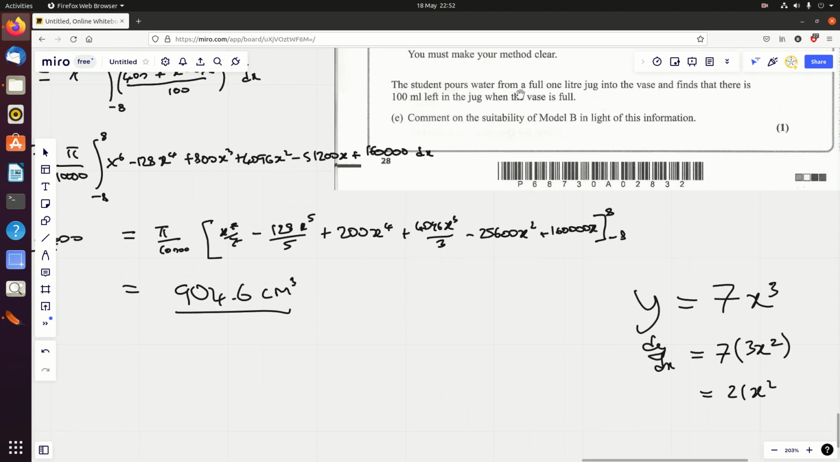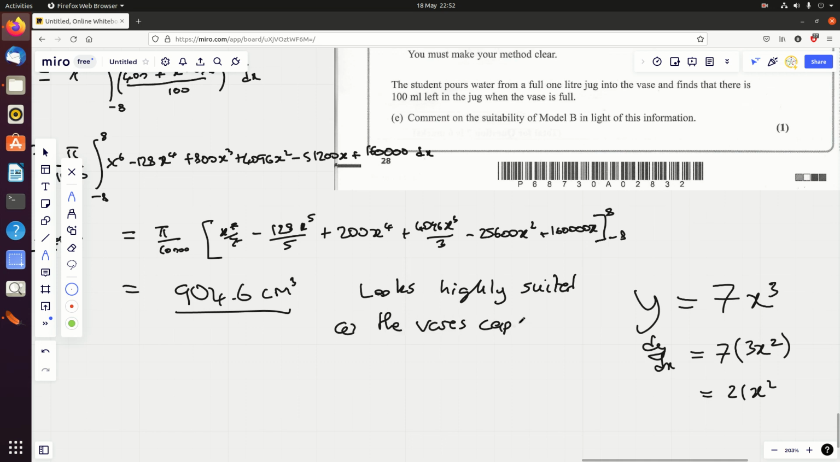So the student pours water from a full 1 litre jug, oh no, sorry, into the vase, and finds there's 100 millilitres left. Yeah, no, I did read it right. So this looks highly suited as the vase's capacity is 900 millilitres. There we go. Well, 904.6. Can we put roughly in there? Roughly 900 millilitres. Apologies for my terrible handwriting.